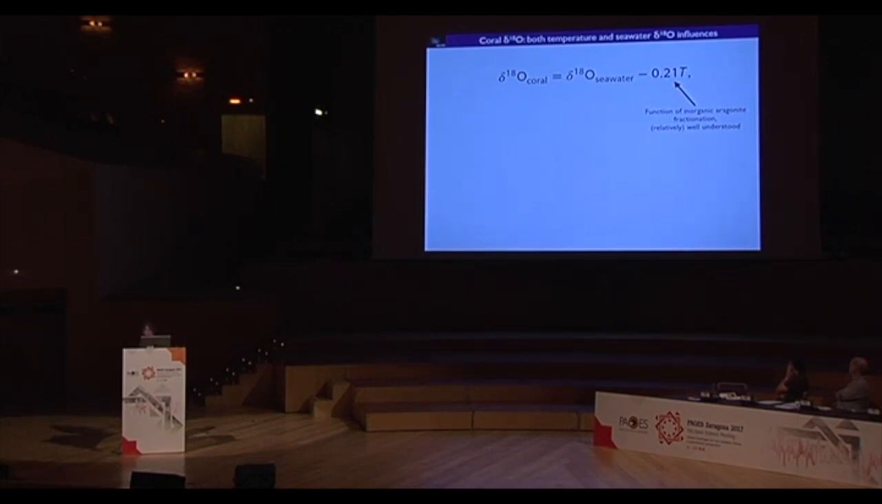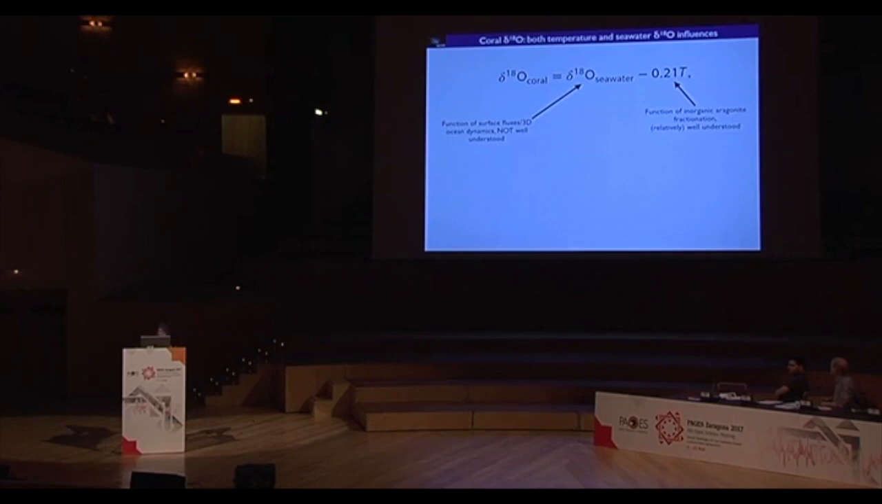And what we know is that there's a strong influence of temperature. So basically, the inorganic aragonite fractionation leads to a change in the delta 18O of corals. And this is relatively well understood. I know some people in this room probably have slightly different slopes to this calibration curve. There's somewhat of a range to this, but in general, we think we know what's going on in terms of the temperature impact on corals.